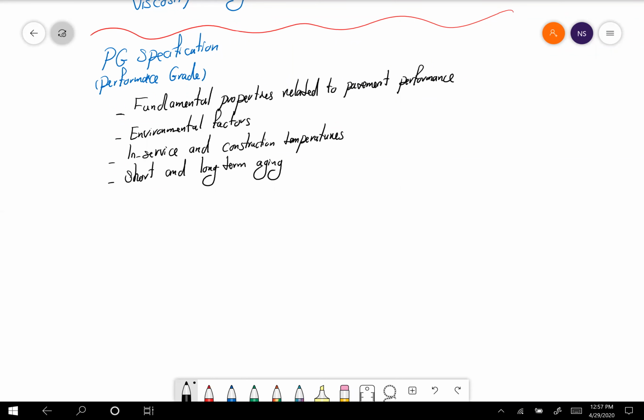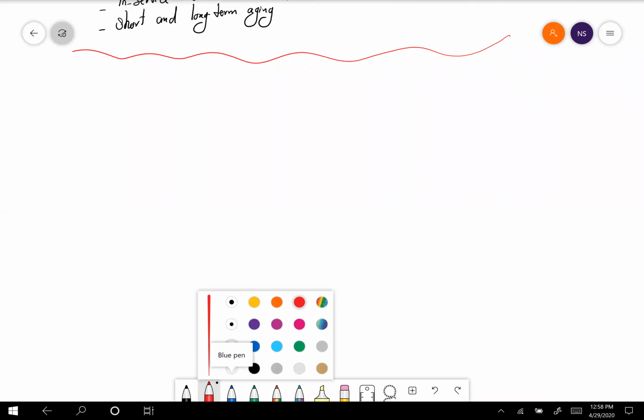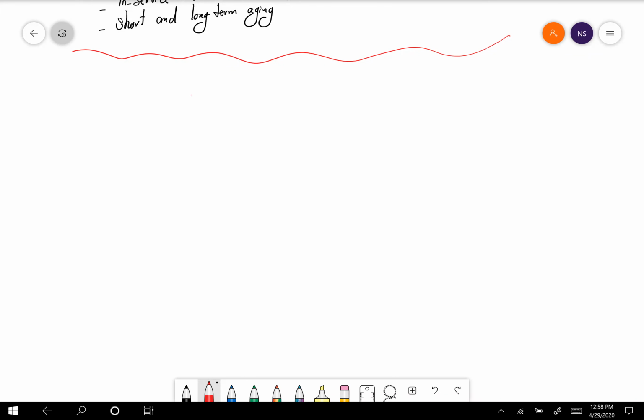Okay, so if we want to show an example of the PG grading system, this is how we would show a PG asphalt.